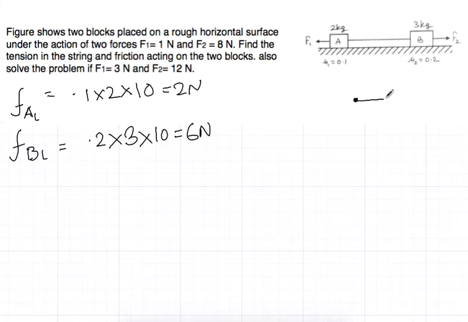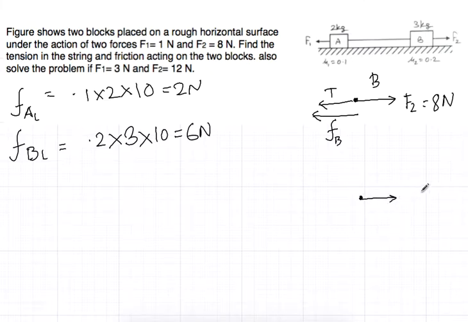Free body diagram of B. Okay, this is B, this is F2. F2 equals how much? F2 equals 8 Newton. But there is also a force which is tension, right? And there is a frictional force also, FB.